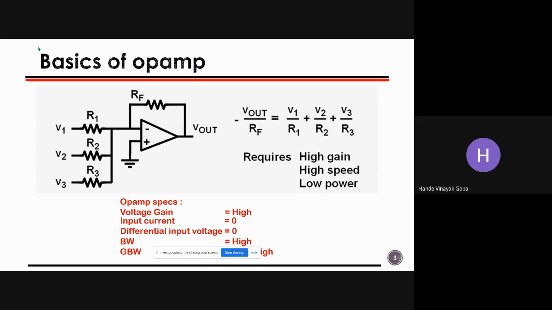Again, differential input voltage is zero only when your operational amplifier open loop gain is very, very high. Bandwidth is high, and gain bandwidth is again very, very high. It should be. It means this simplified expression has a lot of unsaid things, which generally we neglect. But when you go for a real IC design, we have to consider all those things in our mind and proceed further, right?